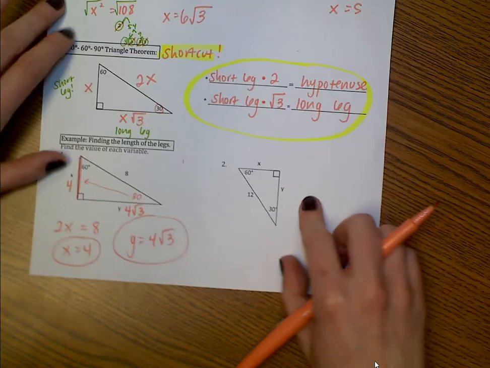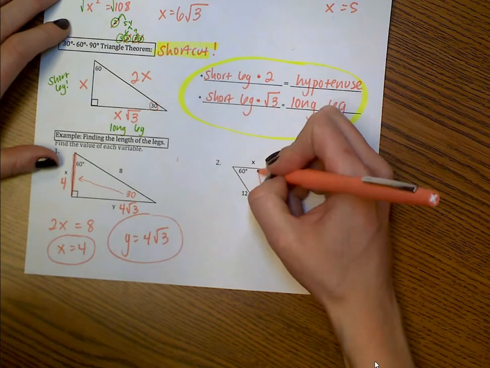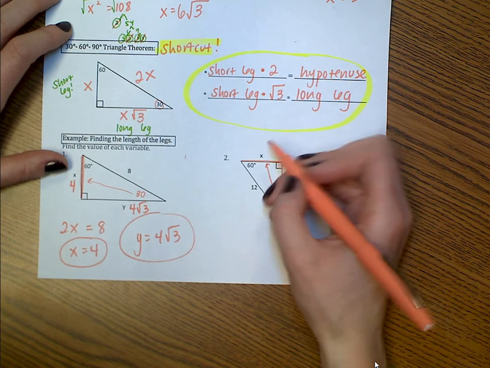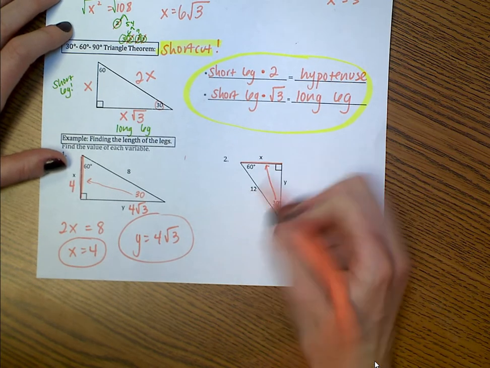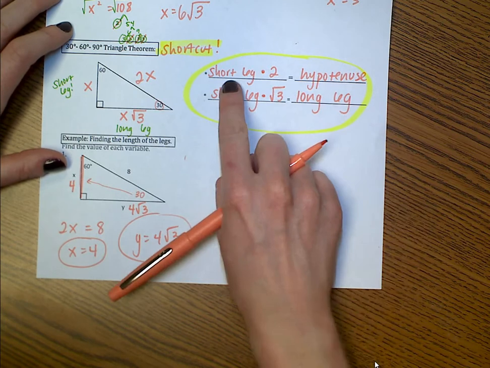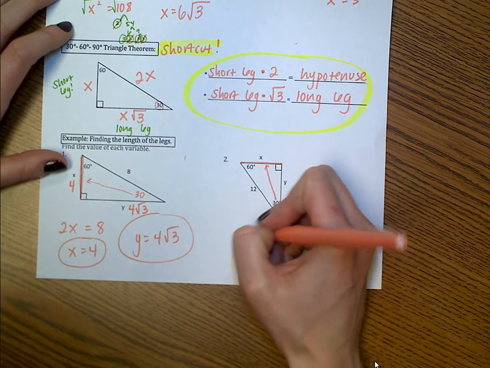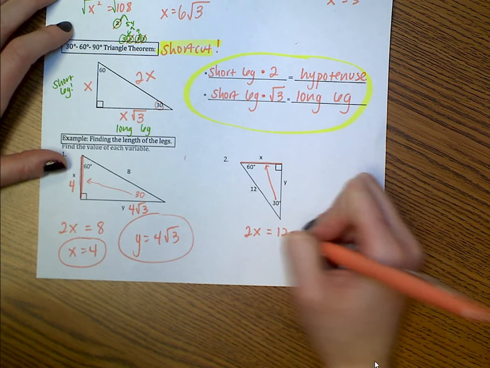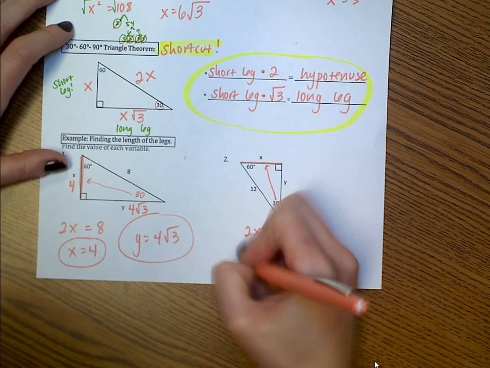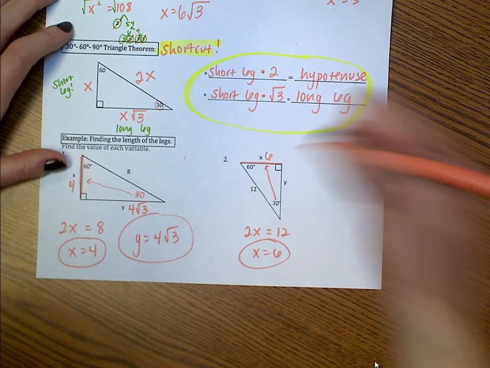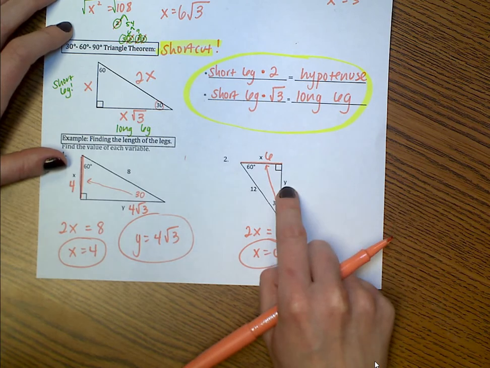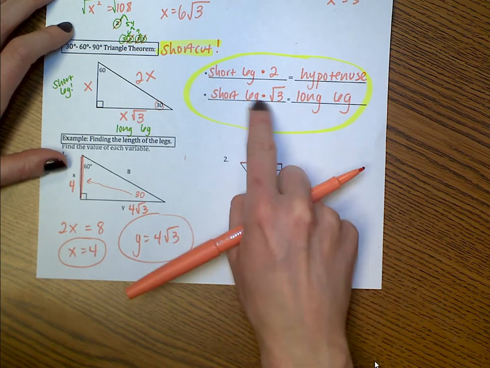For the next one, same thing, across from the 30, that's the short leg. So I use that one for sure. I want to find that first, and I'm given the hypotenuse. So I'm going to use this first shortcut again. The short leg, which is x, times 2, equals the hypotenuse, which is 12. So when I divide that by 2, I get the short leg is 6. And then to get the long leg across from 60, which is y, if I do 6 times radical 3, that's my long leg.